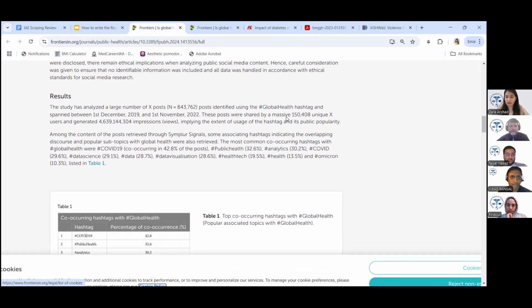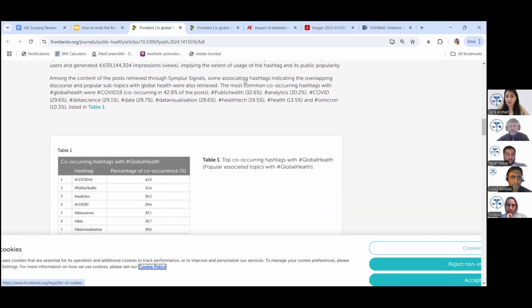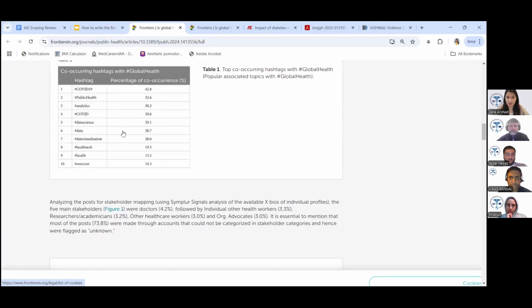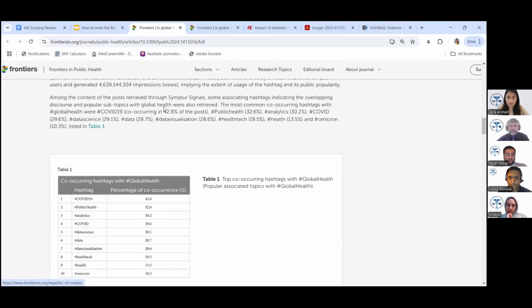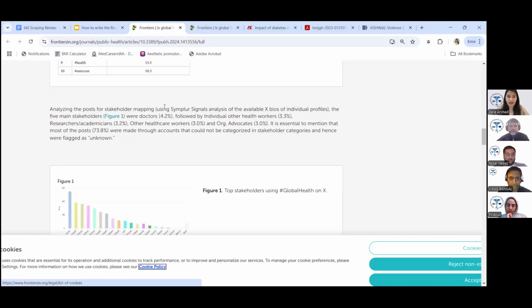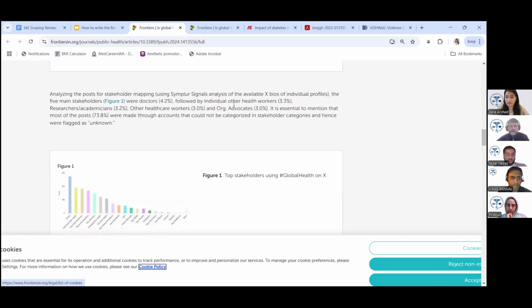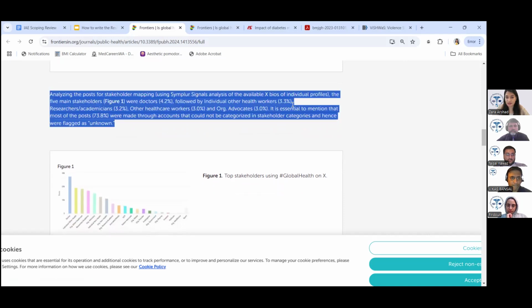These posts were shared by this many people. Then among the context of the post retrieved through similar signals, some associating hashtags with this many. Going down, we have a tabulation of those co-occurring hashtags. Then, did we find any stakeholders? And if we did, we have mentioned them each with their statistics, just as one sentence or two.